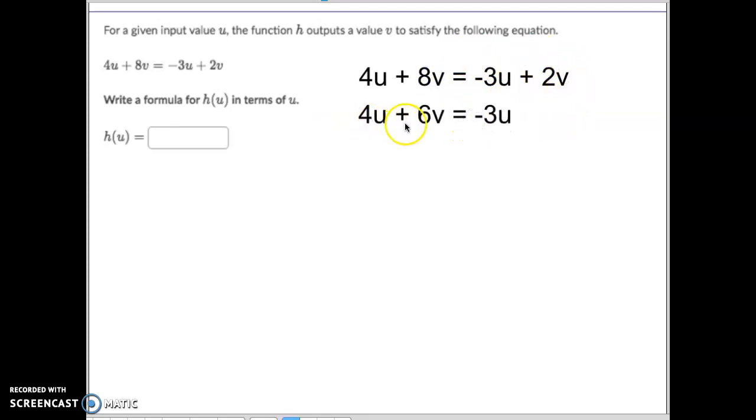So we get 4u plus 6v equals negative 3u. Our next step is to subtract 4u from both sides. So we get 6v equals negative 7u. We then divide both sides by the 6. And we get v equals negative 7 over 6 u, which happens to be our answer there. So solve in terms of the other variable they're not asking about, and you'll get your answer. It's quite simple if you're doing that.